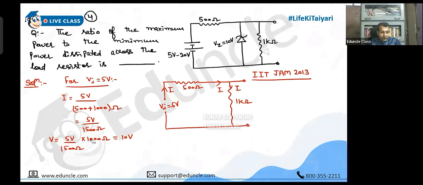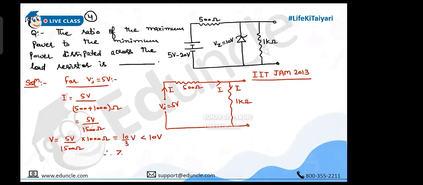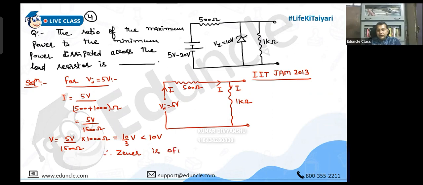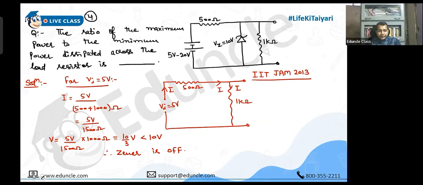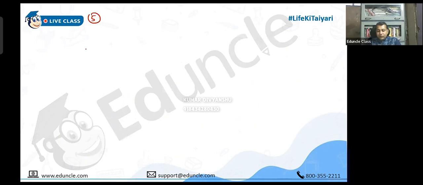It was 500. So 10 by 3. So for Vi equal to 5 volt, the Zener is off. So it means the Zener current will be 0. It means the same current will flow through the resistor that we have calculated right now, 5 volt by 1500 ohm, because the Zener is doing nothing in this case. The circuit is exactly similar to the one that we have supposed.